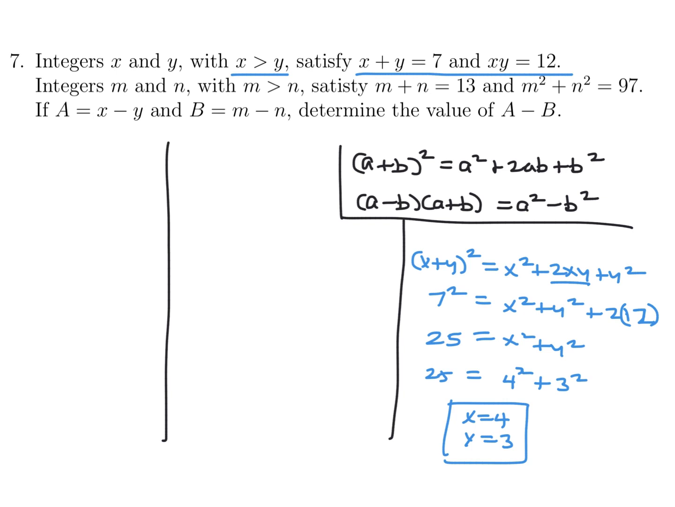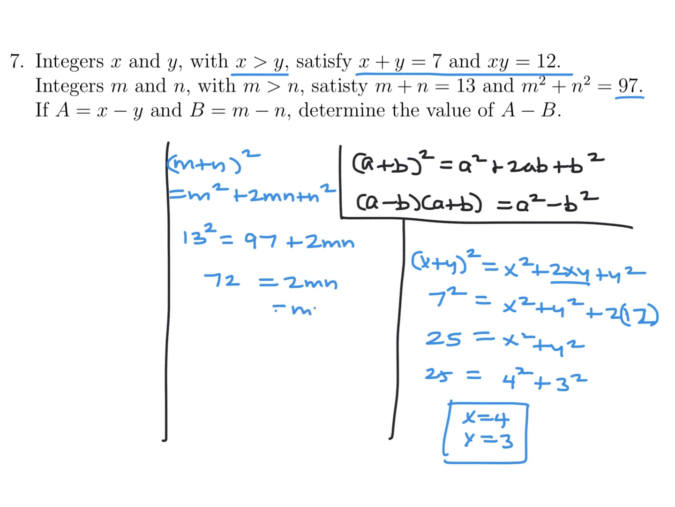So in a very similar way, let's figure out the mn stuff. So m plus n all squared, that's going to be m squared plus 2mn plus n squared. So that's going to be 13 squared is, well, m squared plus n squared is 97, and then plus 2mn. So 169 minus 97, that's 72, I believe. Yeah, and then that's 2mn, so mn would be 36.